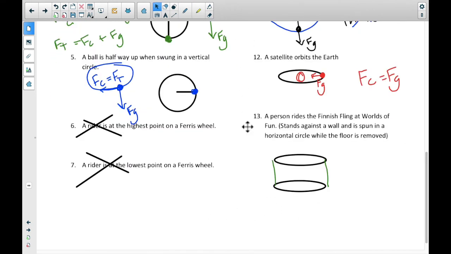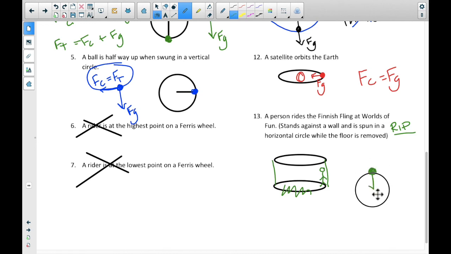Okay, not the greatest drawing in the world, but the Finnish Fling at Worlds of Fun, which I don't know if you know, but it's gone. The way it used to work, I never rode it because it would make me sick. You stand against the wall, and it spins and spins, and pretty soon they drop the floor. That's my understanding of the Finnish Fling. Couple of questions. What is causing the centripetal force? And also, what is causing the person to stay?